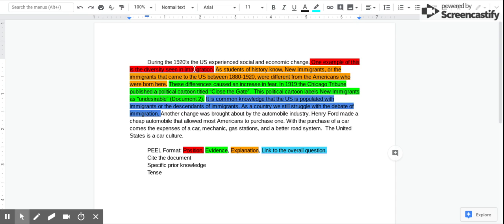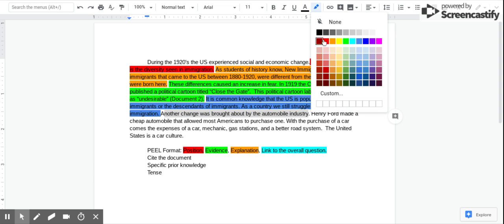But let's go ahead and take a look at this. Another change was brought about by the automobile industry. So this is going to be the economic change. So we'll go ahead and do this as the position.